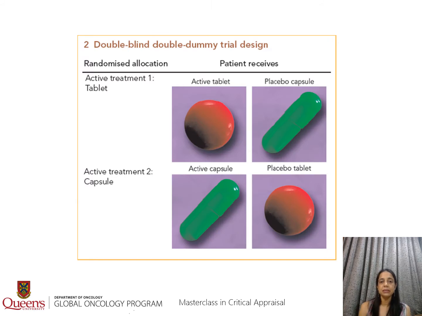So this is a typical drug trial where there is an active tablet and an active capsule, and for each of these there is a matching placebo. So each participant in the trial receives a red tablet and a green capsule, and no one is aware of who is in the experimental arm and who is in the standard arm.